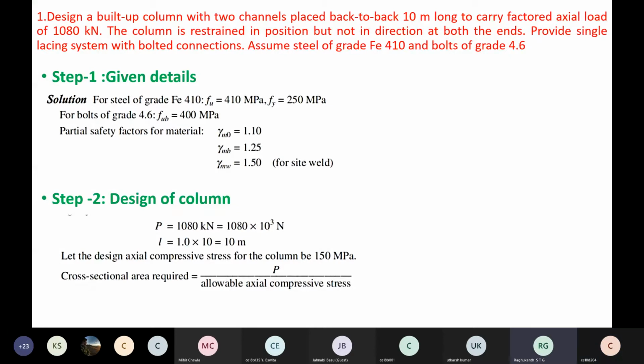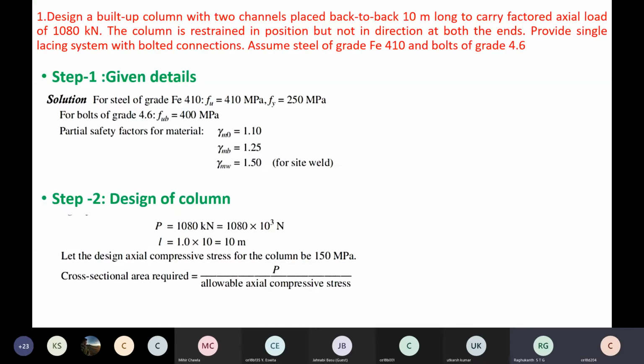The starting point is to assume the slenderness ratio or 0.5 to 0.6 times fy. The slenderness ratio is very difficult to assume for these built-up sections. So you assume your design axial compressive stress as 0.5 to 0.6 times your fy. Fy is 250. In this problem, they have assumed it to be around 150, so you can find the ratio 250 by 150.